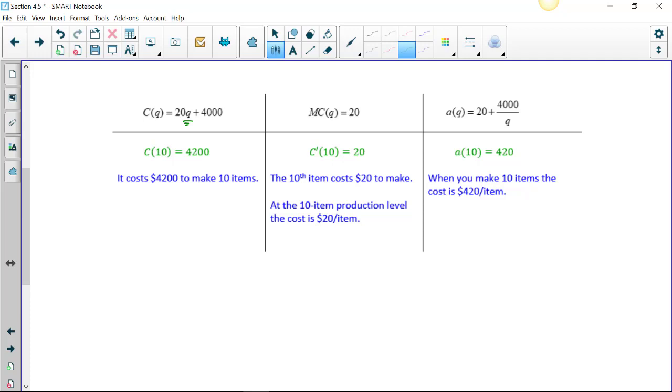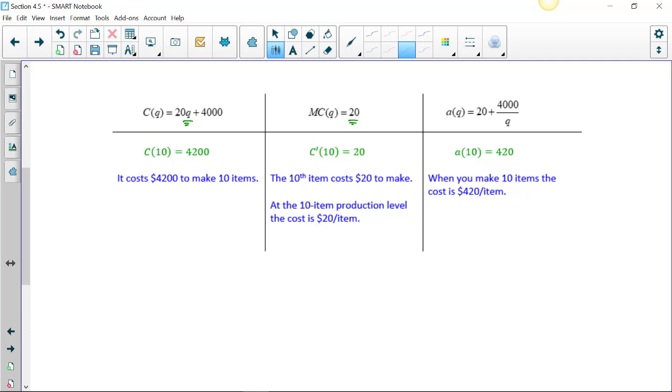Okay, marginal cost, if I put 10 into my marginal cost function, well, there's really no Q. It's always 20, so not very exciting. So we're saying marginal cost, remember, we're saying the 10th item costs $20 to make. Okay, so that's the rate at which cost is changing per item. So at the 10 item production level, the cost is $20 per item. So we're saying if we were going to produce an additional item, it would cost us $20.